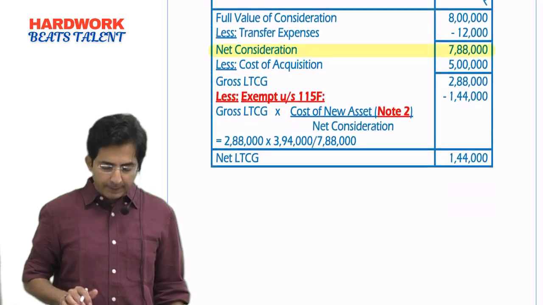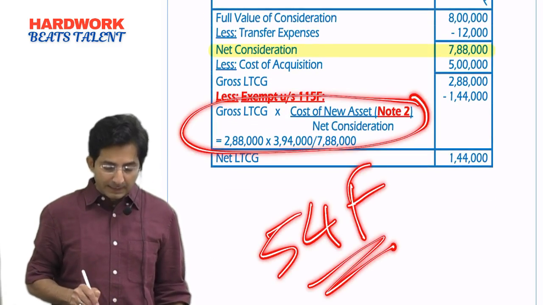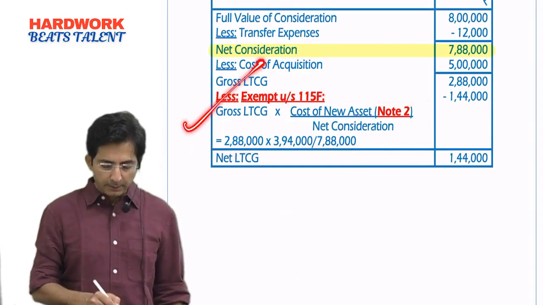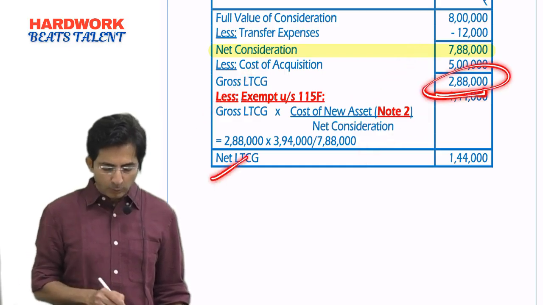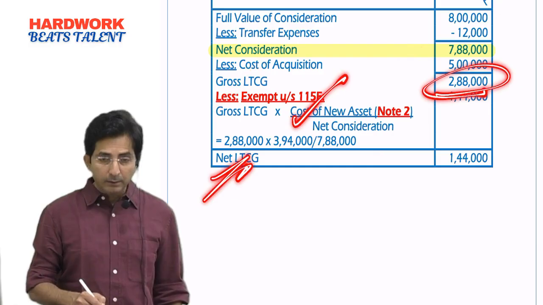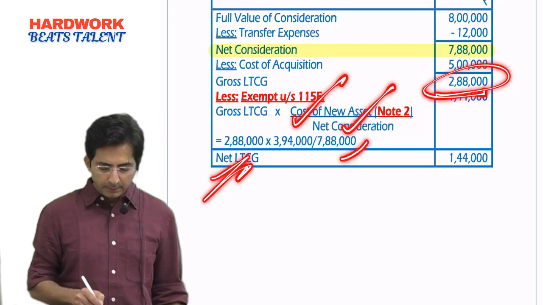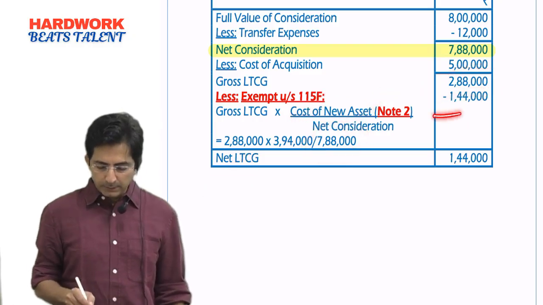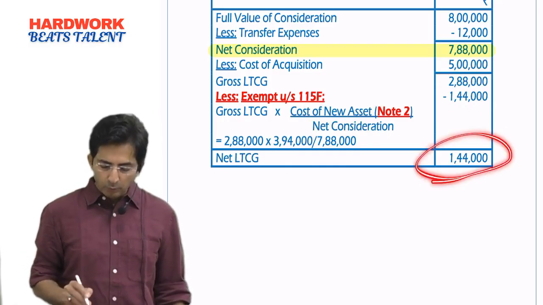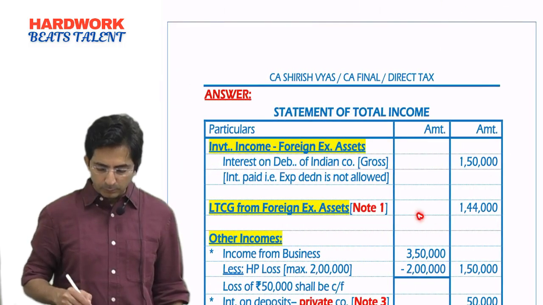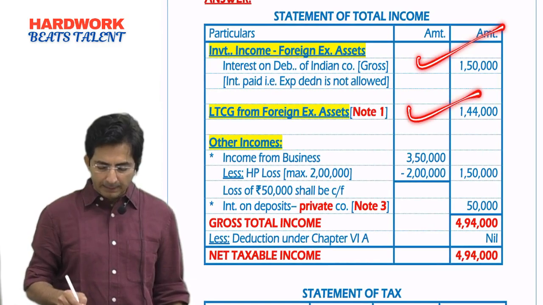And I remind you again, here the exemption formula is the same as 54F of our capital gain. See here: gross L into CNA upon net consideration. So gross L is 2,88,000. CNA, the cost of new Sargo, is 3,94,000, divided by net consideration 788. So this is the amount of exemption. So the balance will be taxable, and this will go in the statement of total income. See this, 1,44,000. So I was arranging I, L and O.